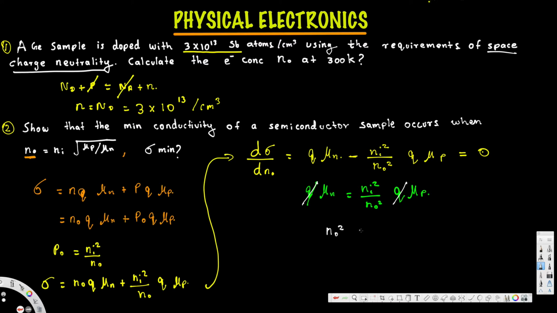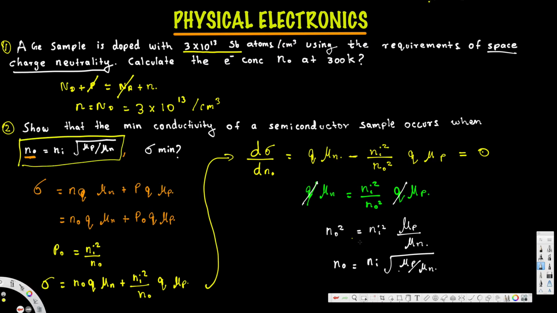So n0 squared is equal to ni squared times mu p over mu n. If we square root both sides, we are going to have n0 is equal to ni times the square root of mu p divided by mu n. So that's the first derivation. That's what we are having right here, right? So we got the same thing.